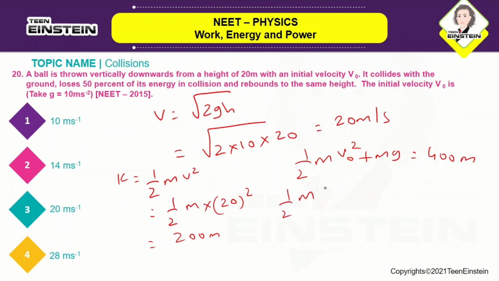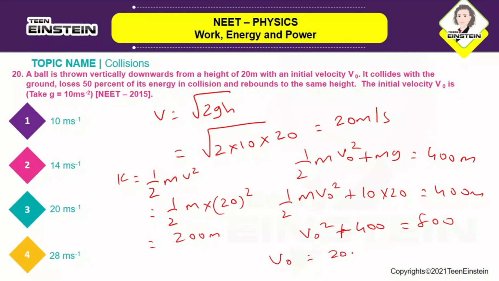So half m v naught square plus 10 into 20 m equals 400 m. This is 20 into 10, which gives 200, and 400 is already there, and here m gets cancelled. So you will be getting v naught square plus 400 equal to 800. So the v naught value will be 20 meter per second. The correct answer is option number 3.